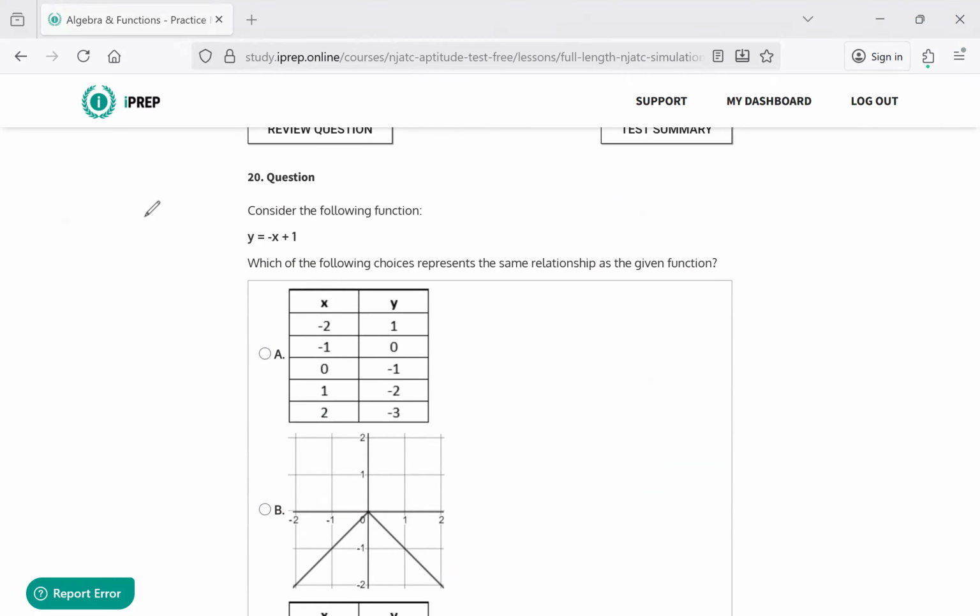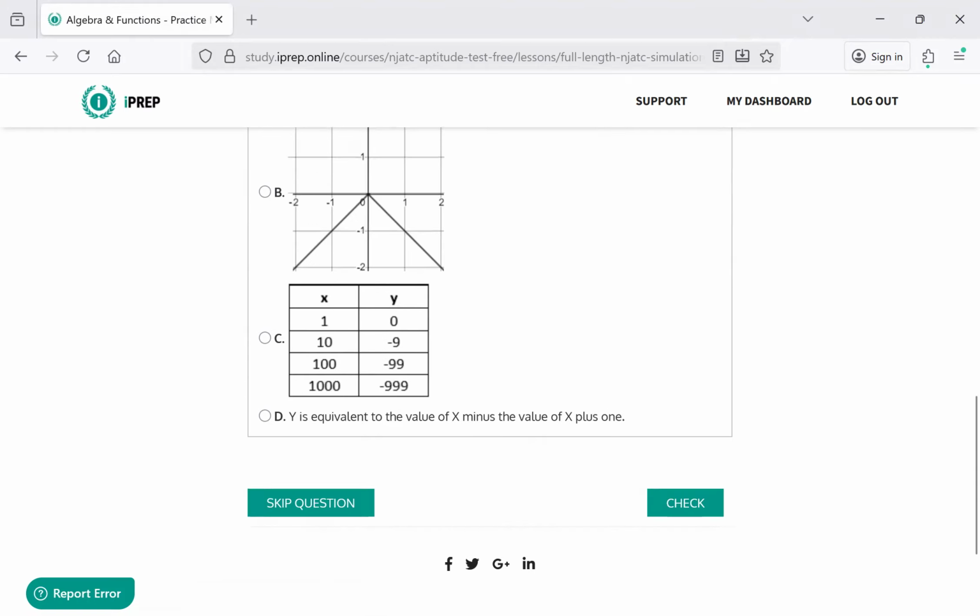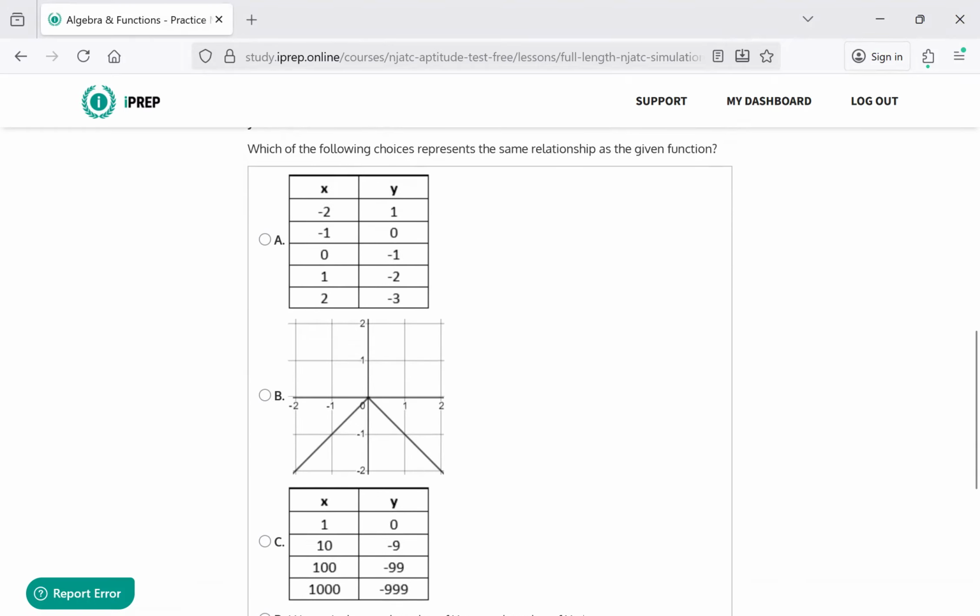Okay. This one, consider the graph y equals negative x plus 1. By the way, that's a linear line. Which of the following choices represents the same relationship with the given function? So they want to know which one is true. So looking at the choices, there's one that I can forget about immediately. B. Why can I get rid of B? Because that's not a linear line. That is an absolute value that has a reflection, so it can't be B.